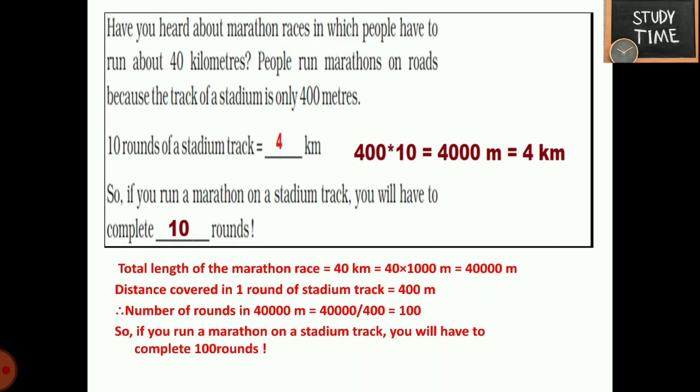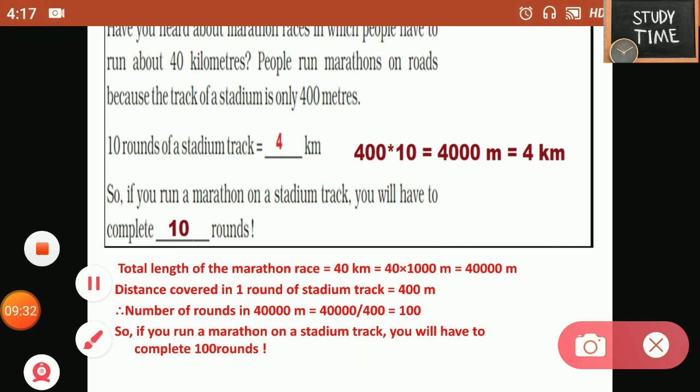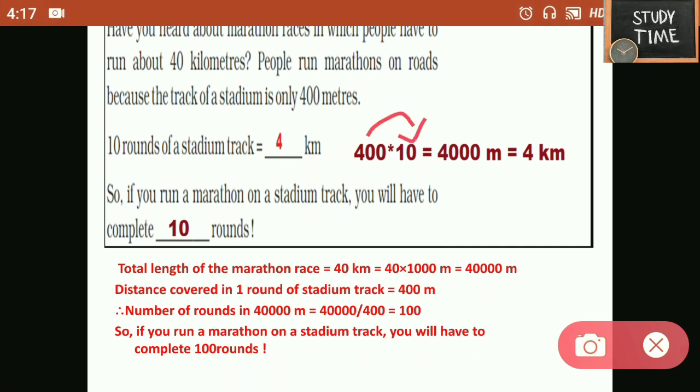Next, have you heard about marathon races in which people have to run about 40 kilometers? People run marathons on roads because the track of a stadium is only 400 meters. So one round of stadium track is 400 meters. Then 10 rounds of stadium track would be 400 into 10, that is 4000 meter. 4000 meter is 4 kilometer.